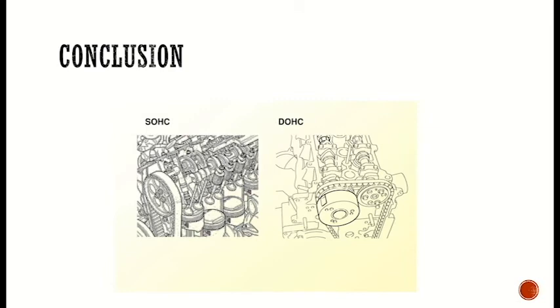From this explanation, I conclude about the two engines, SOHC and DOHC, where the DOHC engine aims to get greater power, higher RPM and higher torque, whereas the SOHC engine aims to get fewer moving parts for efficiency, which makes maintenance and production costs more affordable.